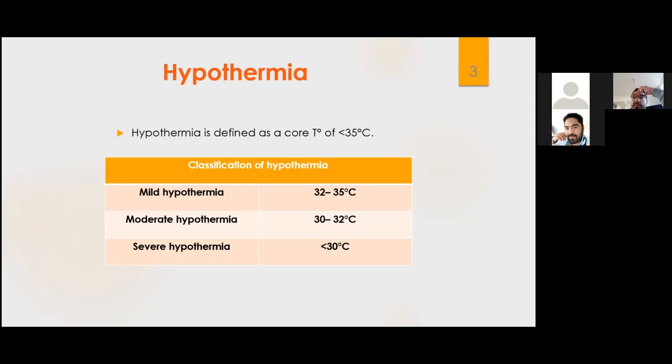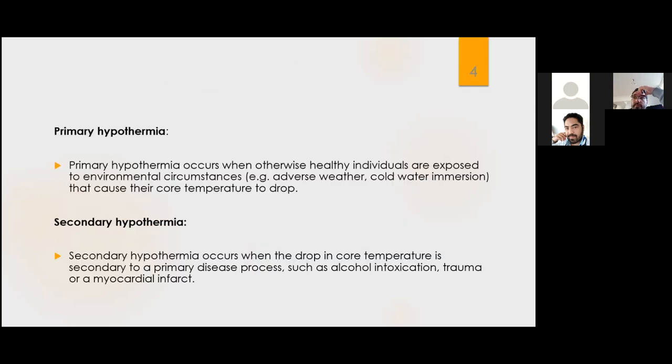Usually, severe hypothermia we rarely get in the A&E department. So let me move forward. Further, hypothermia can be classified into primary and secondary hypothermia. Mostly, the patients presenting to A&E would present with primary hypothermia.